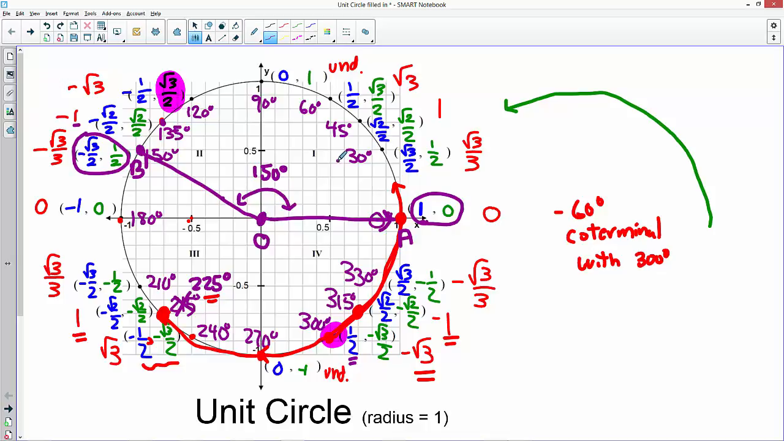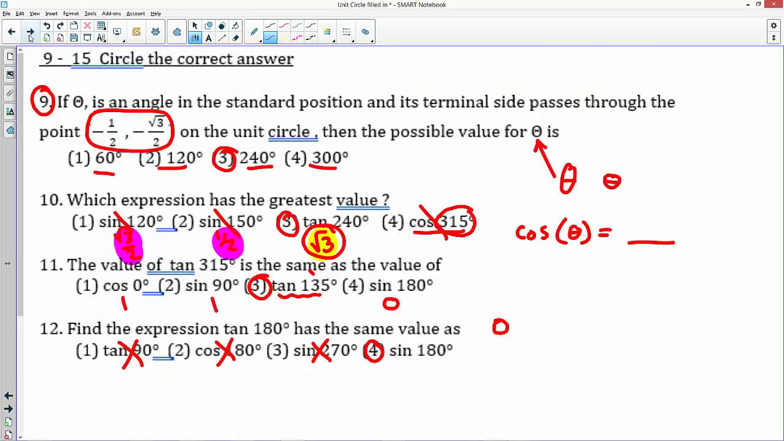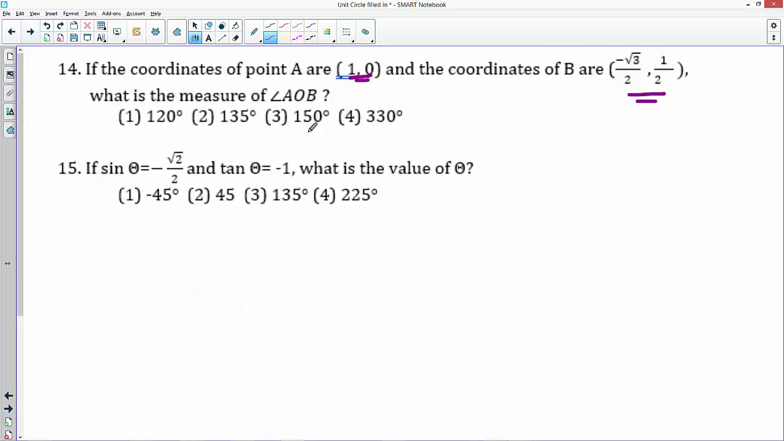Okay, that's it. So it's 150. Now, I believe that's the choice here. There it is. Okay. Now this is a tough problem, but very, very doable.